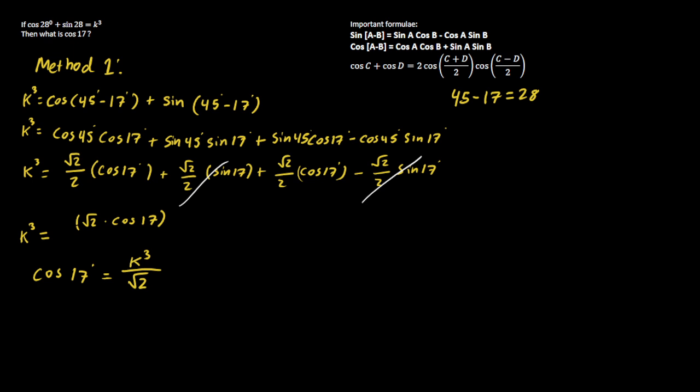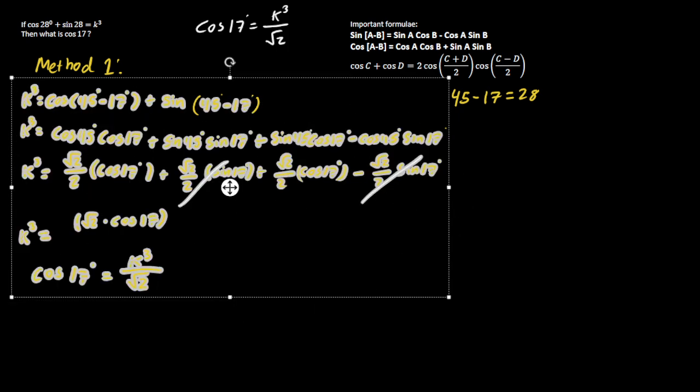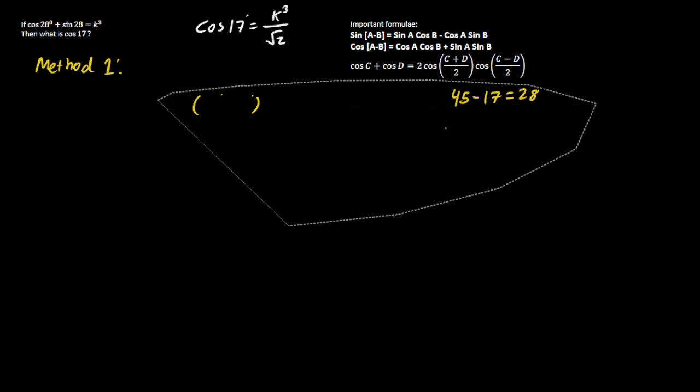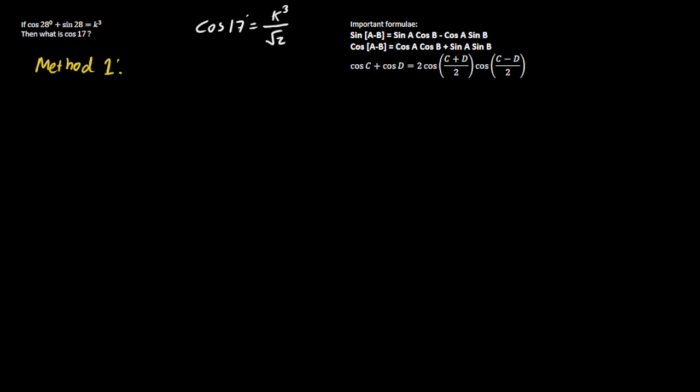Now, method 2 is going to be a bit more complicated, but I think it's a good way to learn how to use all these different formulas. So for reference, let's just write our method 1 answer, that cos 17 is equal to k cubed over root 2, and let us get on with method 2. So method 2. Alright, so method 2. Now we're going to use this formula.